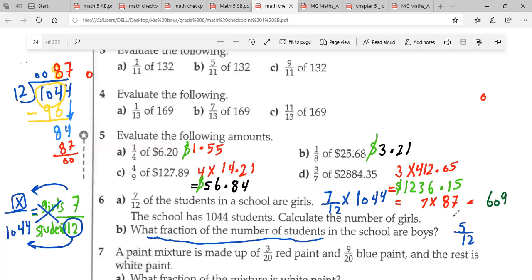He is asking me to calculate the number of girls. So that is the number of girls, 609 girls. Here is how to solve it, just to understand. It's very easy to solve any problem if you understand what I mean here. So proportion and make cross multiplication, multiply, division, like this.